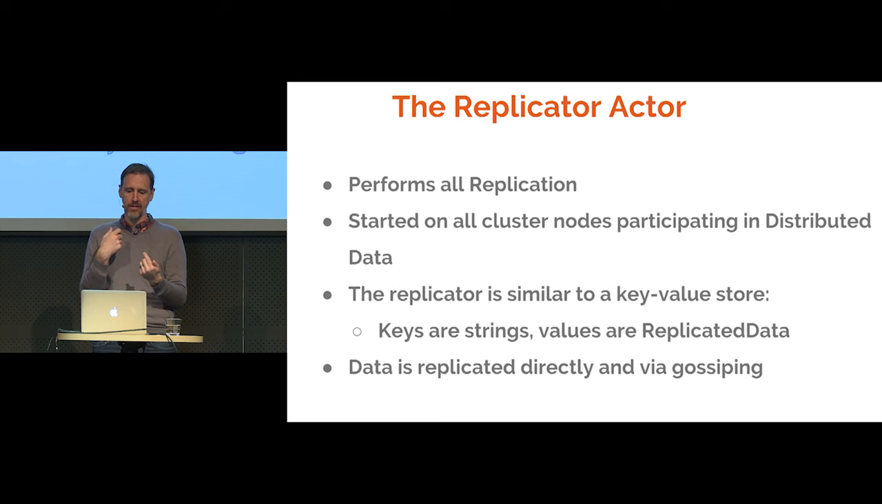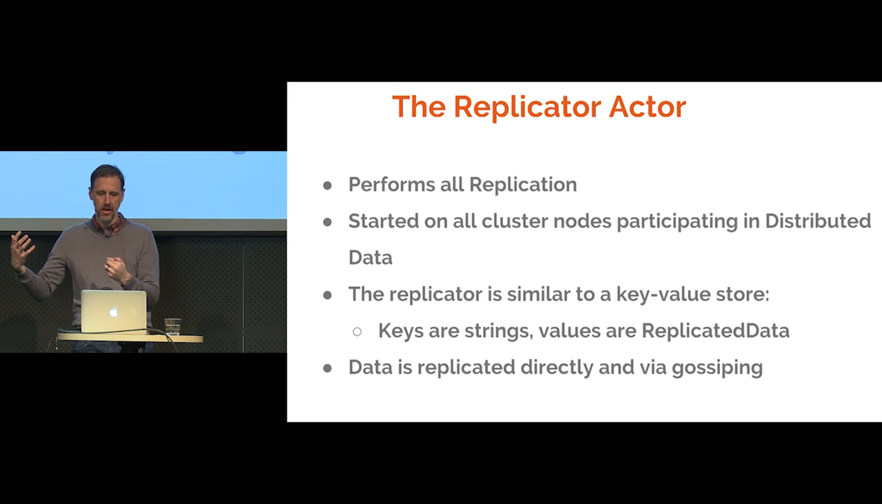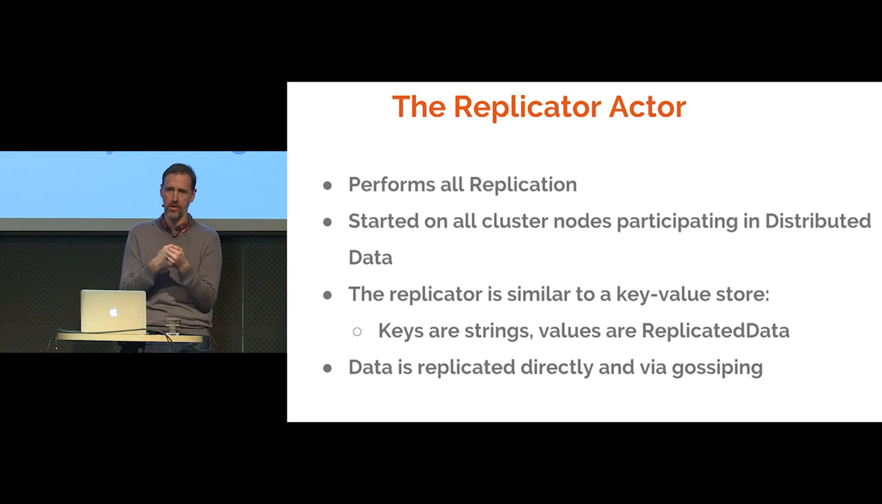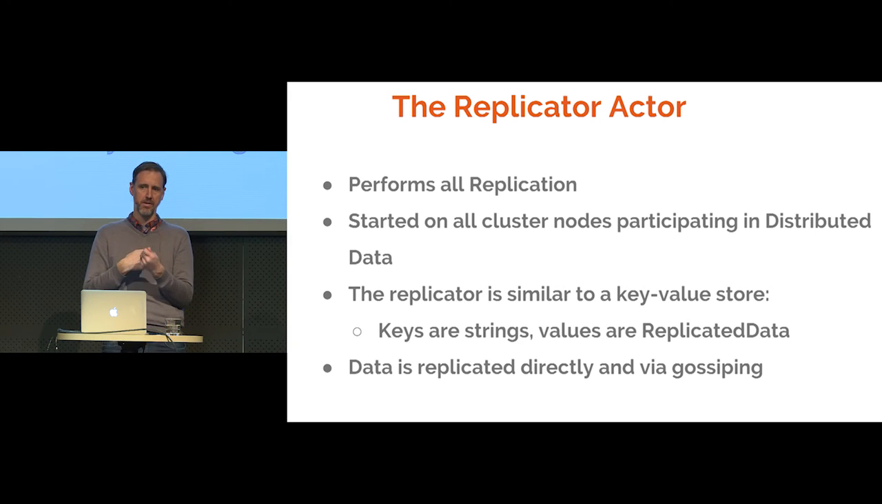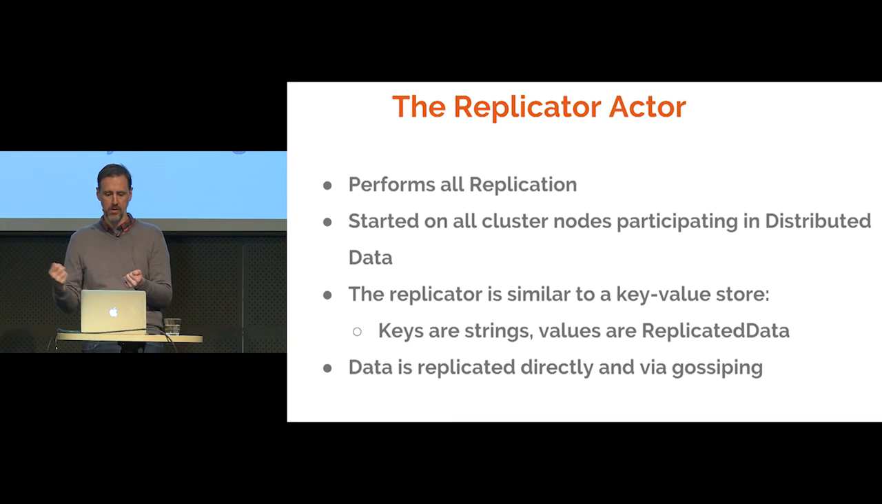This replicator can be thought of as a local key value store, where the keys are strings and the values are the replicated data. The replicator actors can either communicate with each other directly, like if I do a write to n, or they communicate via the gossip protocol. All operations are done through my local replicator actor, so I don't have to worry about disseminating the information myself. It's basically like dealing with a local data cache, and it's automatically updated across the network for me.